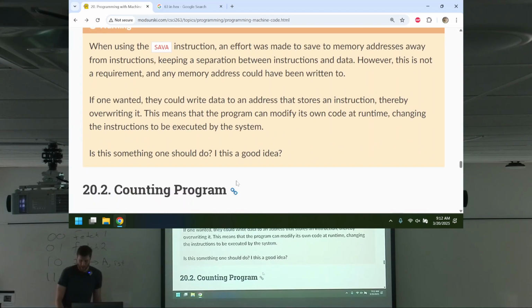If one wanted, they could write data to an address that stores an instruction, thereby overwriting it. This means that the program can actually modify its own code. Is that clear? The program can actually modify its own instructions.